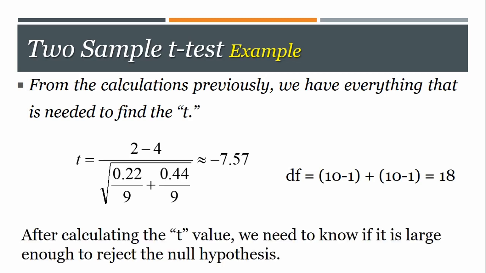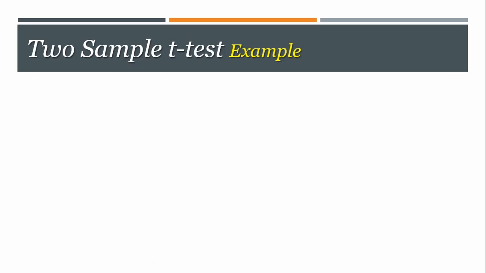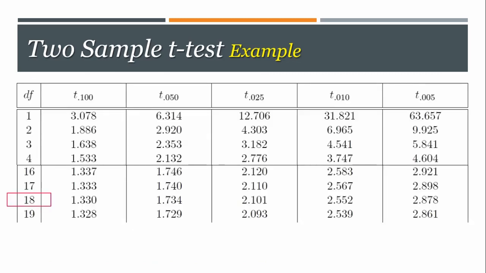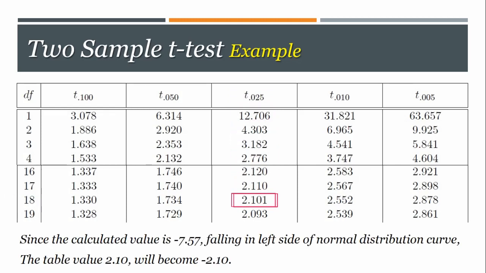Next we need to compare the calculated t-value with the table value to make the decision on the hypothesis. In the statistical table, at the degree of freedom 18 and the two-tailed significance value, alpha at 5% significance level being 0.025, the table value is 2.10. And since minus 7.57 is falling on the left hand side of the normal distribution curve, this table value will also become minus 2.10.